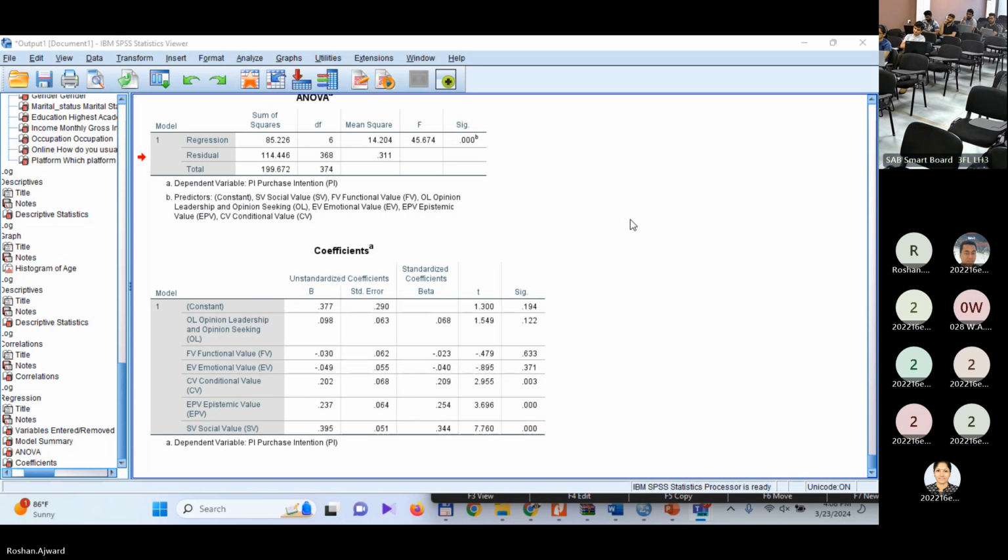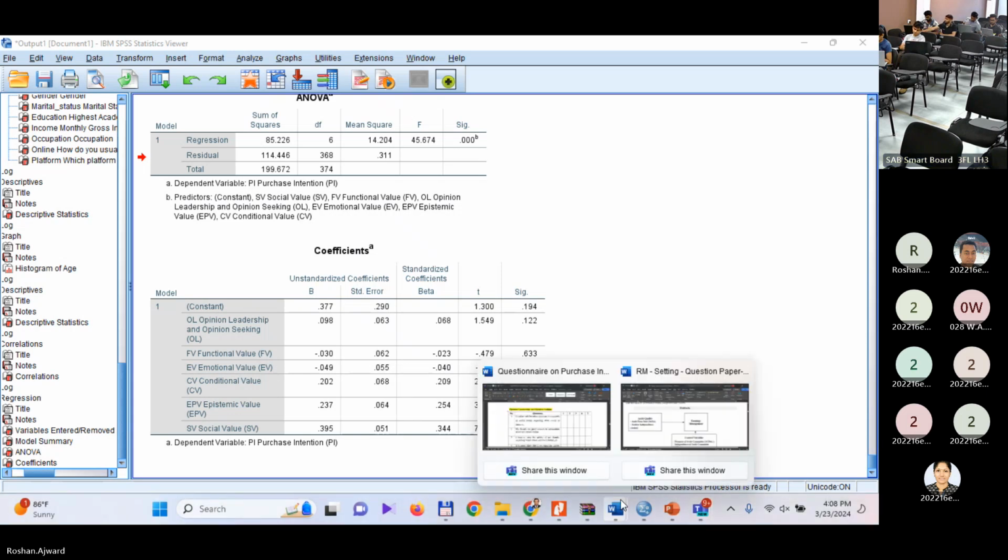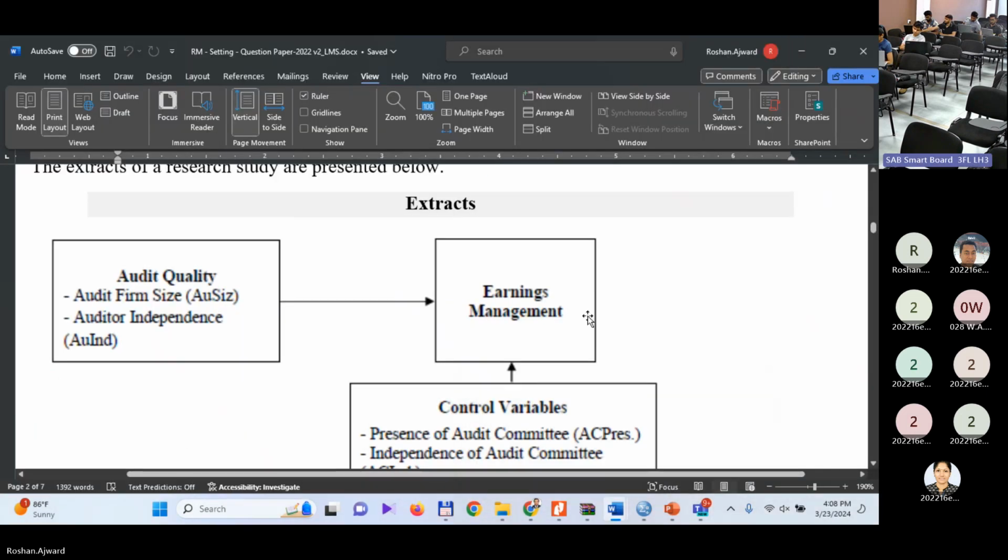Right. Now let's come to the question paper. What question paper is it? The question paper we were discussing. And now you tell me, by looking at the regression analysis, whether you can answer the questions that we have. Right. So let's go back to the question paper that we were discussing on research methodology. Okay, this is the question paper.